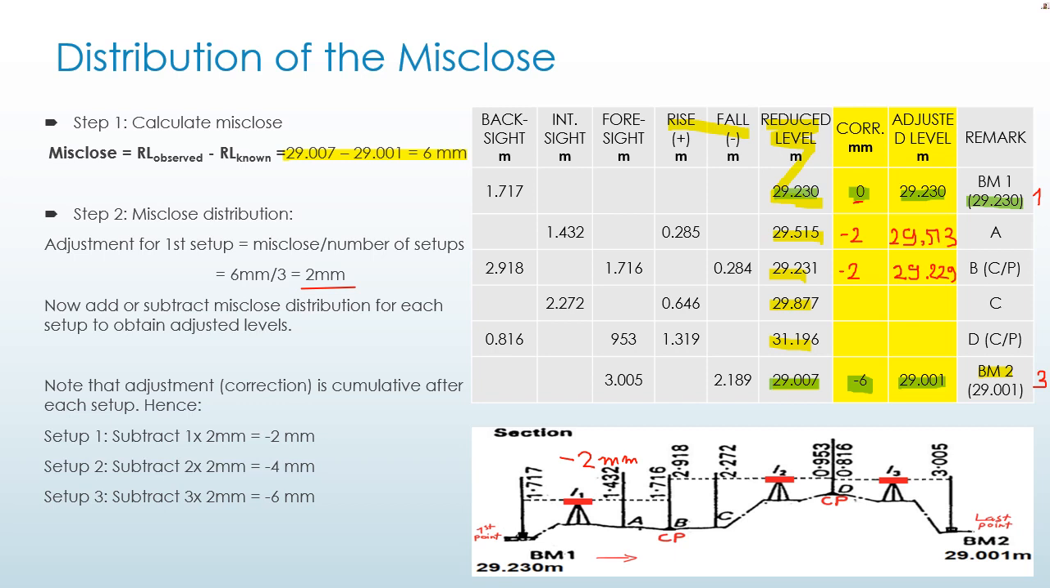So remember that the error is cumulative, so that's why it increased from 0 to 6 mil over here. So when we do the adjustment, we also do the corrections here cumulatively. It means the first setup we -2 mil. The second setup we will add another 2 mil to the correction. So it's gonna be -2 and minus another 2. So you have -4 millimeters for the second setup here. So from here to here, that is -4 millimeter.